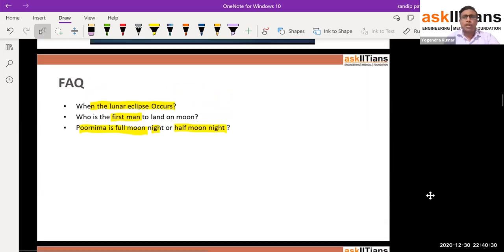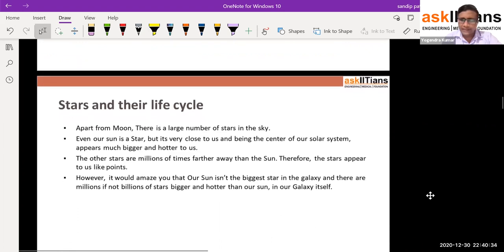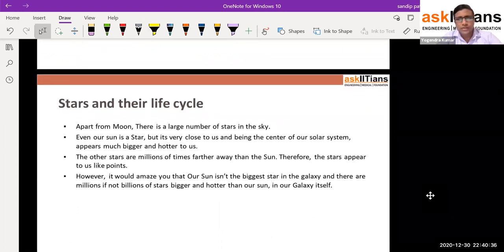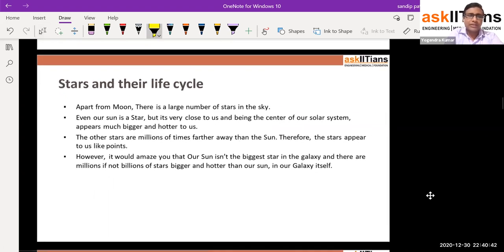Okay, so this is all about the moon. Now let's talk about the stars and their life cycles, right? So stars, we know the closest star to us is the sun, around which our Earth is rotating. Is the sun the only star? No. There are a lot of stars in our galaxy as well as the universe, right?